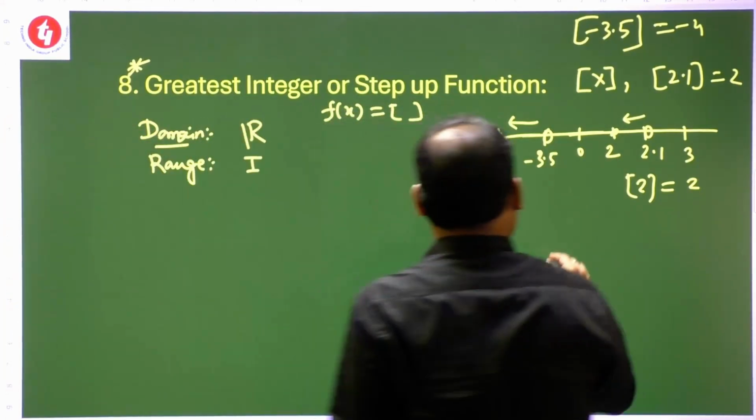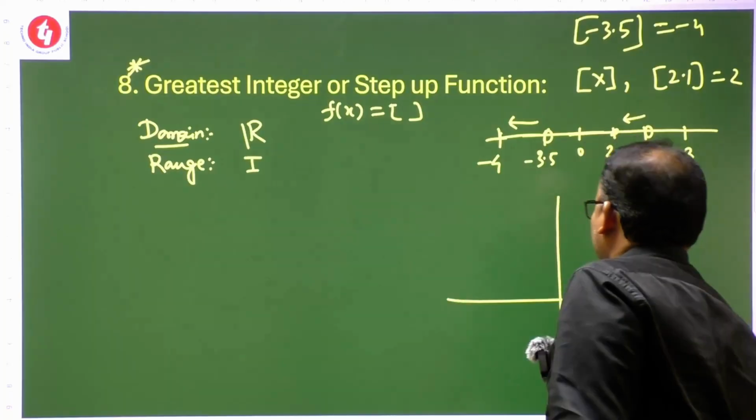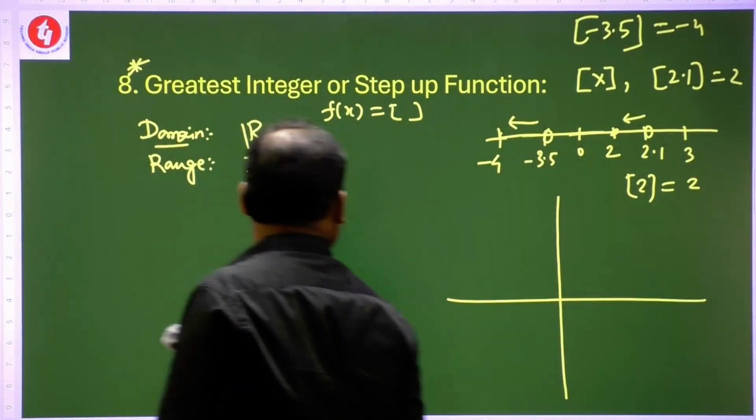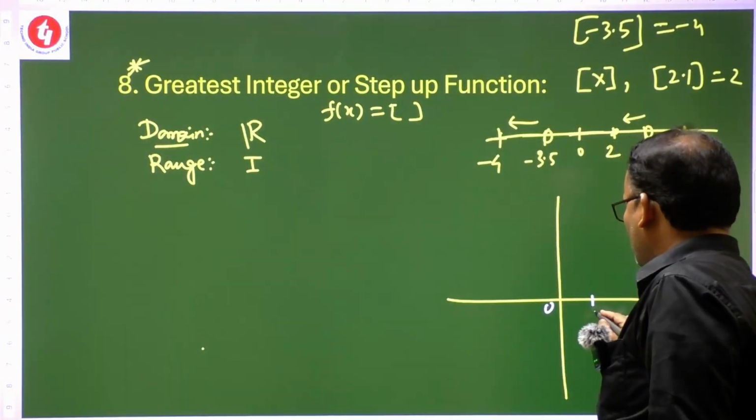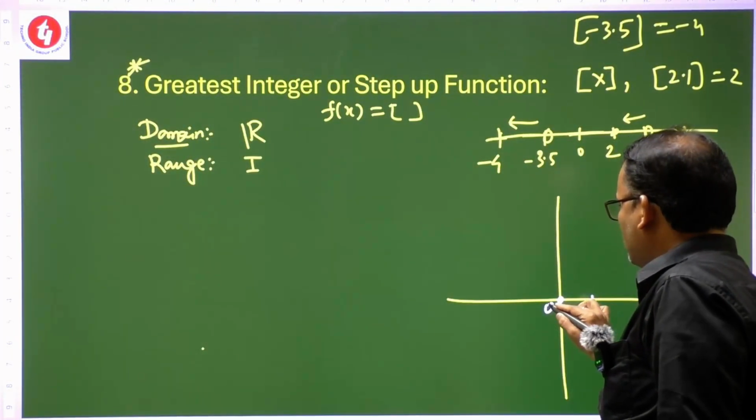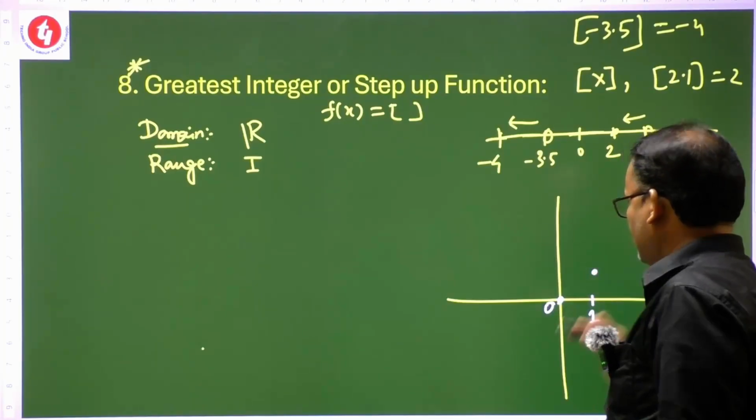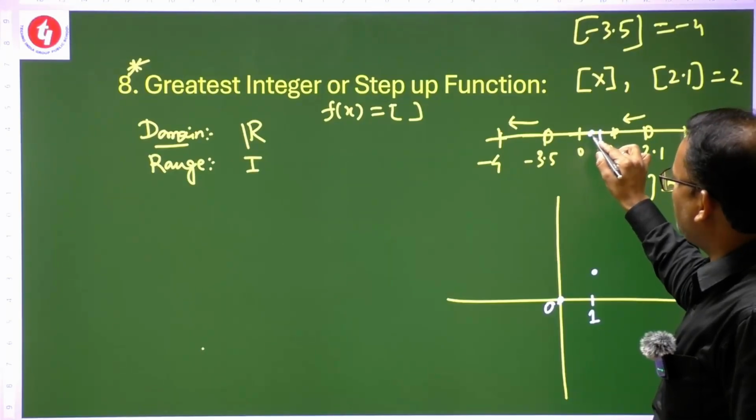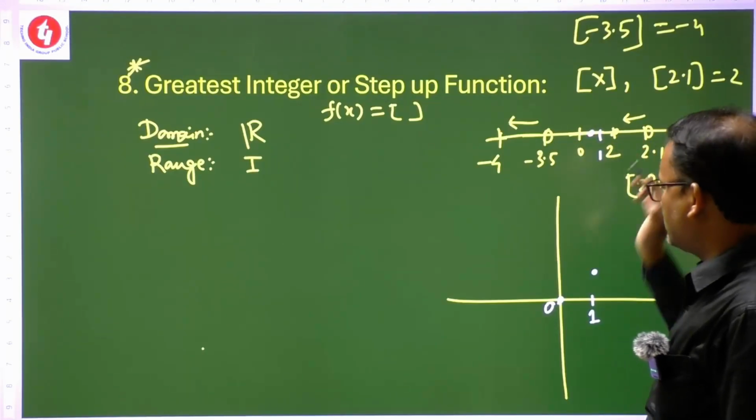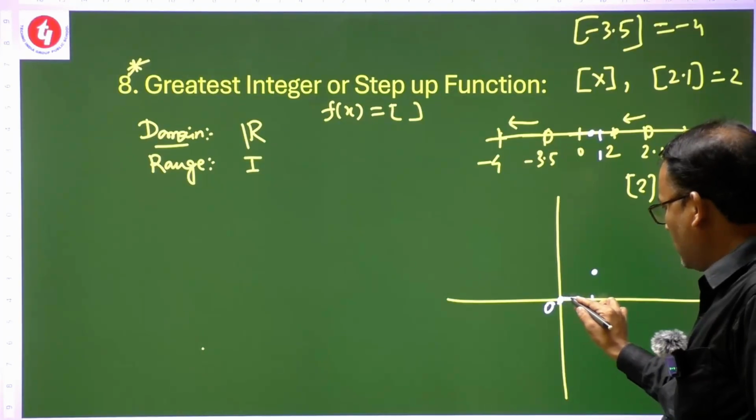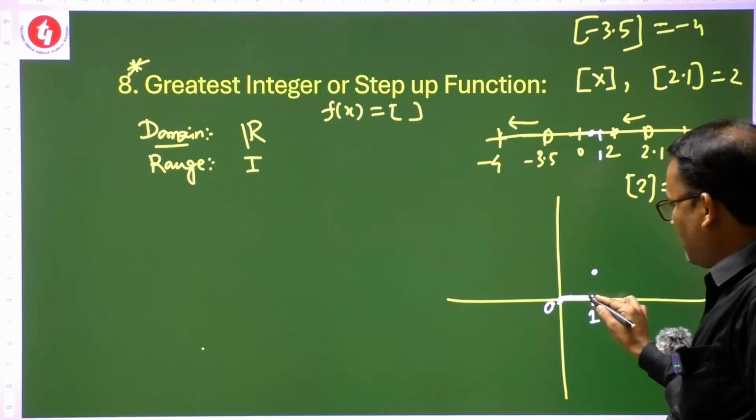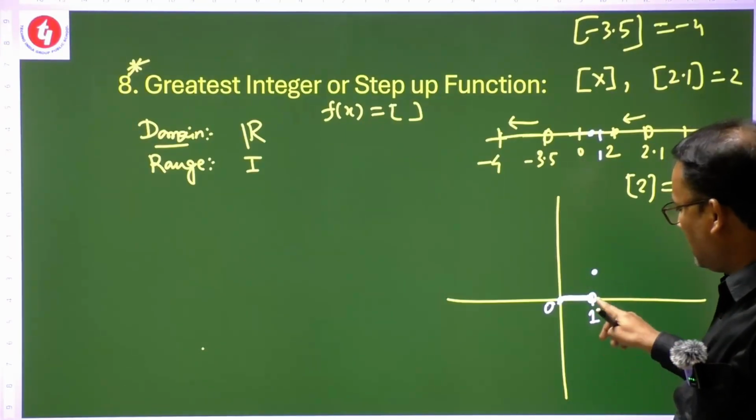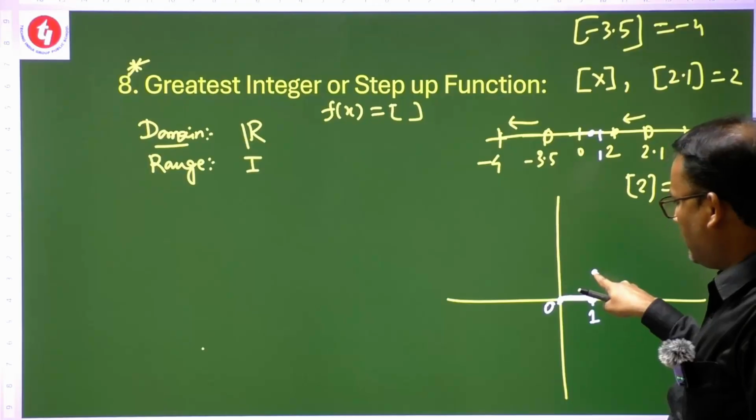Now, its graph is very important. From 0 to 1: at the point 0, box of 0 is 0. At the point 1, box of 1 is 1. Between 0 and 1, if you choose any number here and move to the left hand side, the first integer is 0. That means between 0 and 1, its box value is 0. At the point 1, there is an empty circle. This empty circle indicates that the value is not 0 there, the value is actually 1.